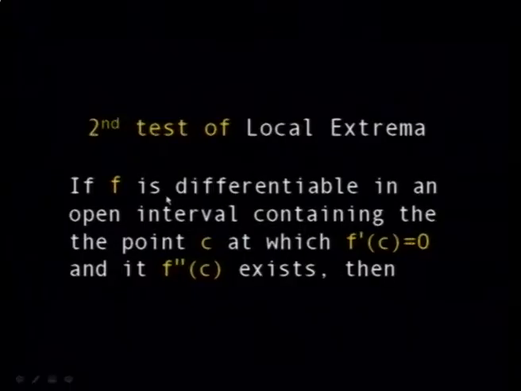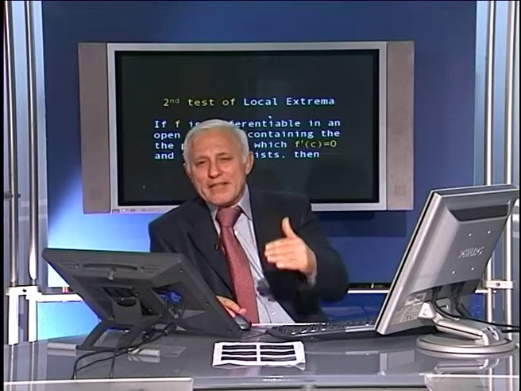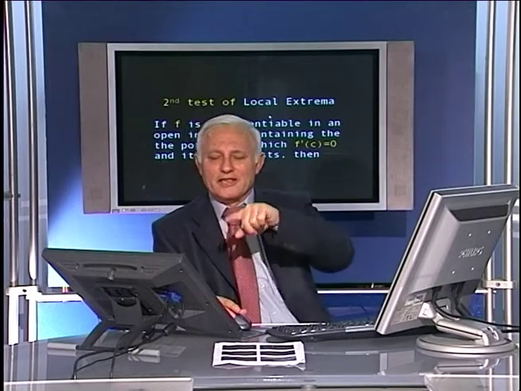So this is the second test, but provided of course that f double dash exists. If f dash does not exist at the critical point, then surely f double dash does not exist, and you cannot rely on this test. So if f double dash exists, but it's not 0, because the test fails if f double dash is 0. So in other words, it is meant to be mainly applied to points that are stationary points.